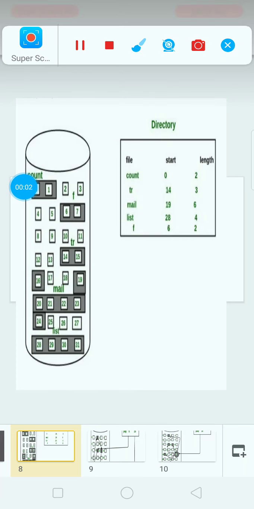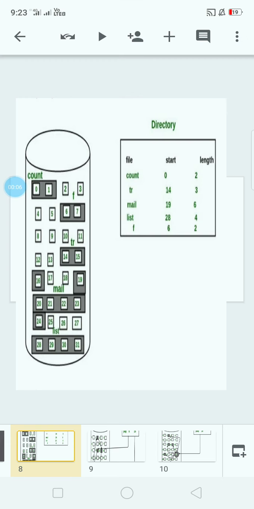Hello students, today we are going to learn about file allocation methods. The allocation methods define how the files are stored in the disk blocks.